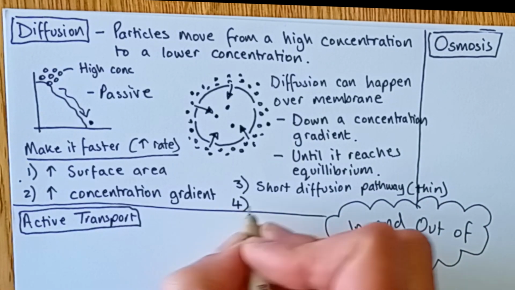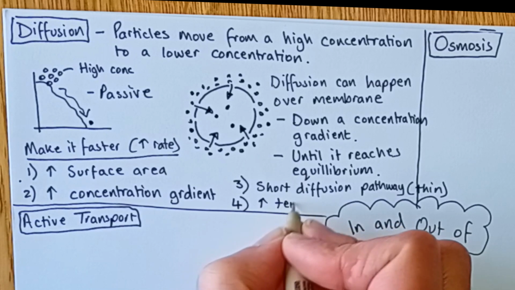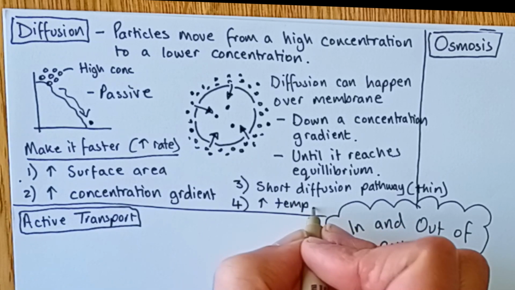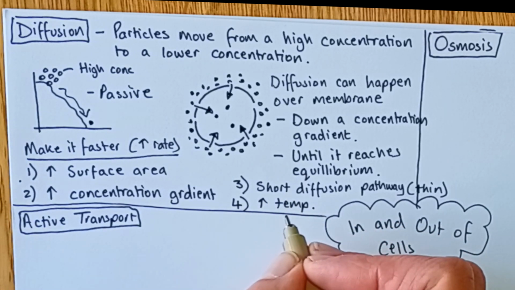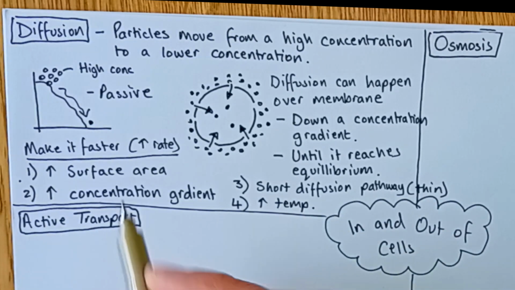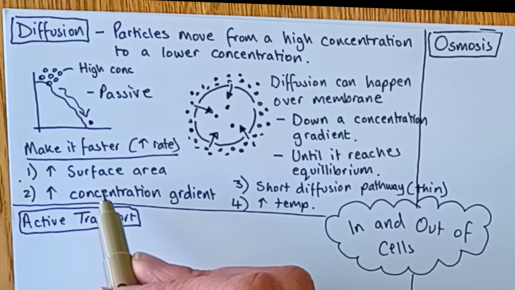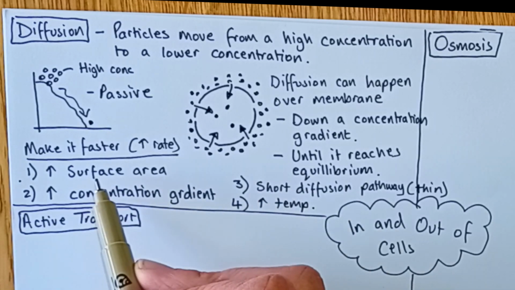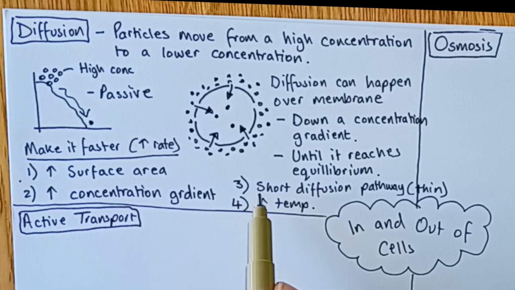And we can also increase the temperature, but living things really try not to do that because increasing the temperature denatures enzymes and damages the cell. So living things don't tend to do that. Cells and all living things tend to focus on these three things: surface area, concentration gradient, diffusion pathway.